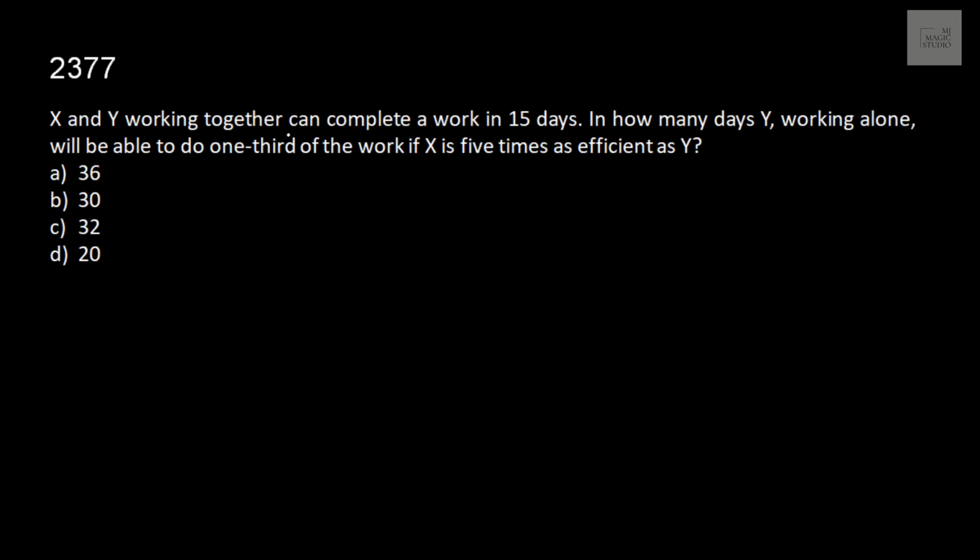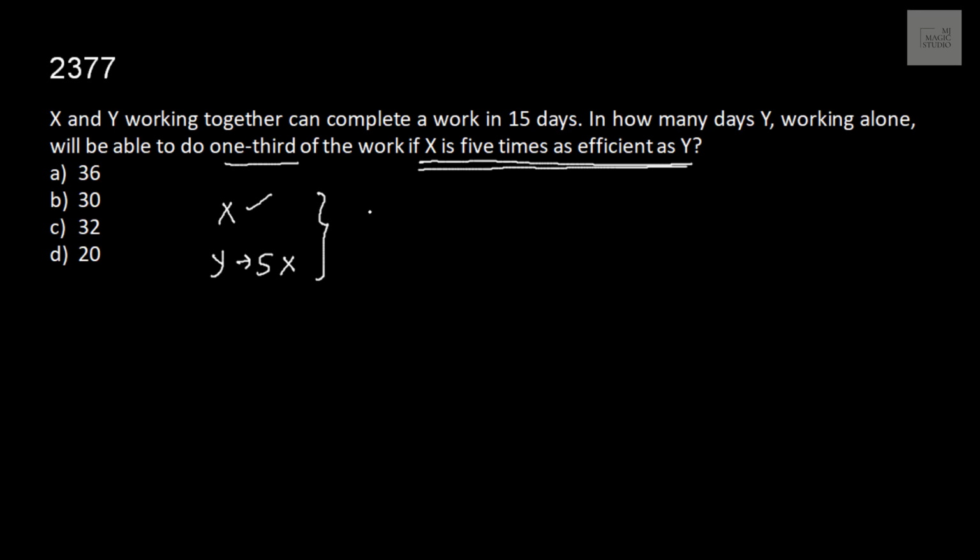X and Y working together can complete the work in 15 days. In how many days will Y working alone be able to do 1/3 of the work if X is 5 times as efficient as Y? If X is 5 times as efficient as Y, that means that if X takes x days to complete the work, Y will take 5x days to complete the work.